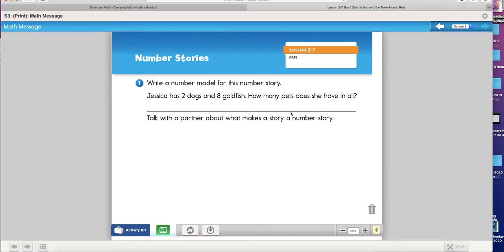Jessica has 2 dogs and 8 goldfish. How many pets does she have in all? So you have space right here on the line. Jose, you don't have to announce it. You have space right here on the line. Or in your case, Valerie, you could just write it on a piece of paper. Write a number model or a math problem that goes along with this number story. Jessica has 2 dogs and 8 goldfish. How many pets does she have in all? And when you're done, friends at home, hold it up for me so I can see.